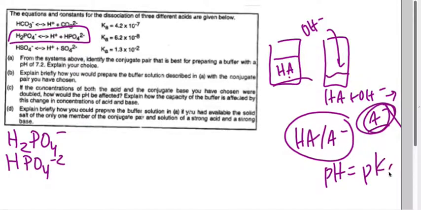So the question that you want to ask yourself is, okay, pick either one of those, and then you have to know whether it's an acid or base you need to add, which is not hard. Which one do you want to choose? I don't care. HPO4 minus 2. Okay, we're going to choose this one.